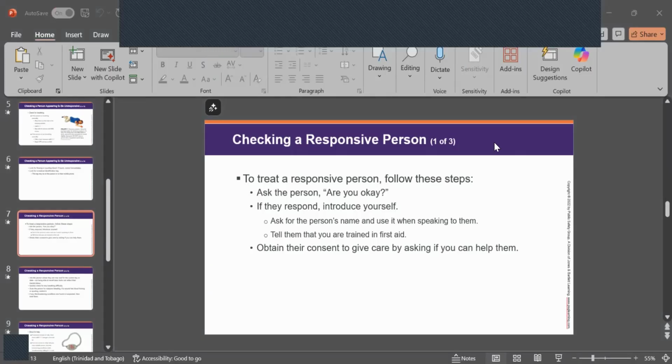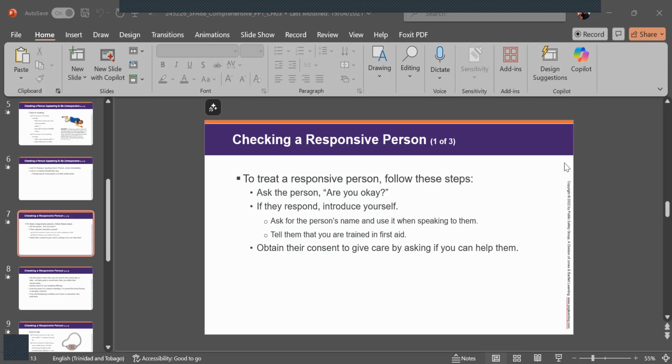As you approach, obviously identify yourself. I am Uncle. My name is Nigel. I'm a first aider. We got some information that you're not feeling well or you may have had an injury. Can I assist you? Whatever information you got, you use that when you're approaching so that you identify the specific condition, and you ask, can I assist you? This is the conscious patient.